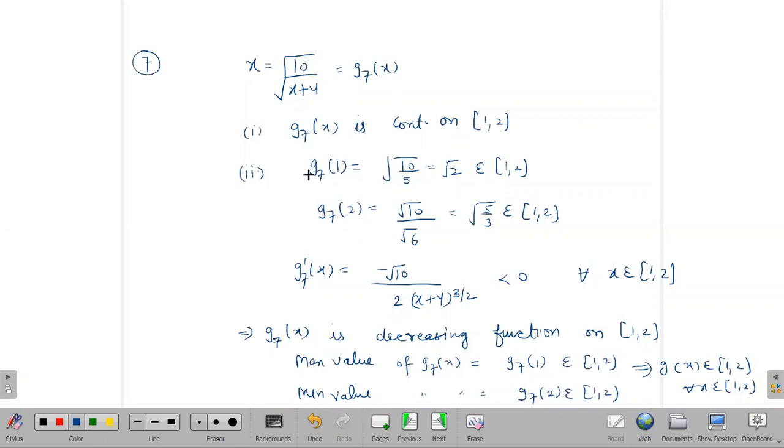So first of all, you can check at the boundary points. Then you will find out whether it is increasing or decreasing. Then you can find the maximum value and minimum value. If those values belong to [1, 2], then you will imply that G maps into itself. And don't do this, that you find only the boundary points and then you imply G maps into itself. It is not the case. You have to either prove it decreasing or increasing.